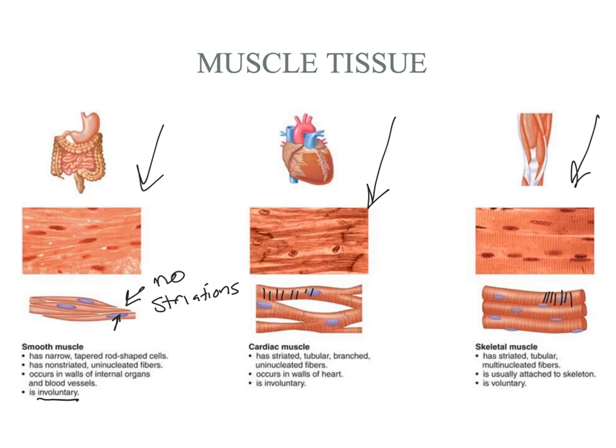So yes to striations, many nuclei. So take a look here, many nuclei. Usually attached to the skeleton. And the movement is voluntary. All right, and the last one, cardiac muscle, involuntary movement, found in the walls of the heart. And you're also going to have one single cellular nucleus.